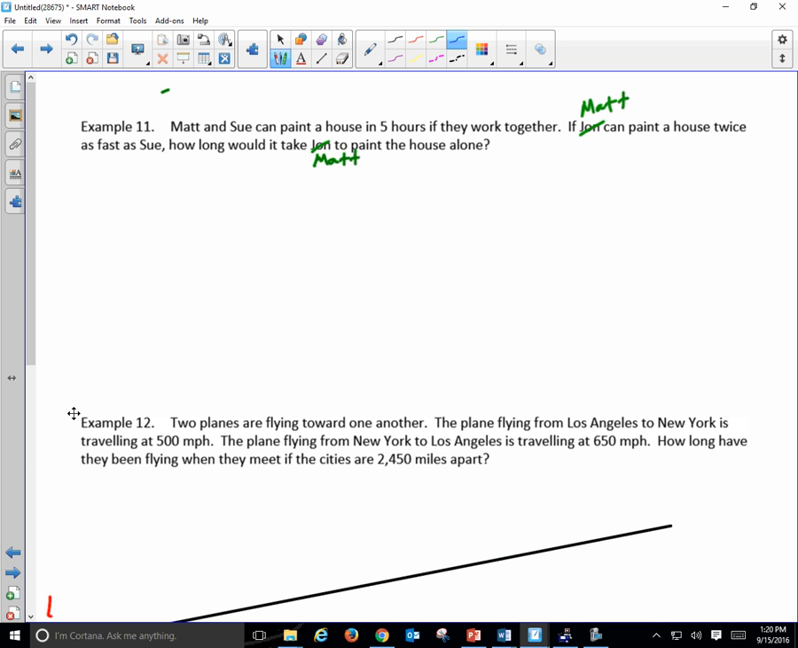All right. Matt and Sue can paint a house in 5 hours if they work together. If Matt can paint a house twice as fast as Sue, how long would it take Matt to paint the house alone? What's different about this problem? Okay, you know how much time it takes both of them, but what you don't know is the rates, right? And that's what we're looking for. So it could be the same type of situation. How many houses are they painting? One. So again, you need Matt's work plus Sue's work.